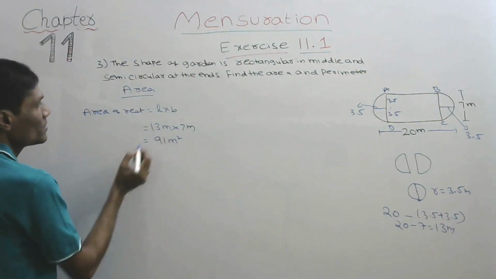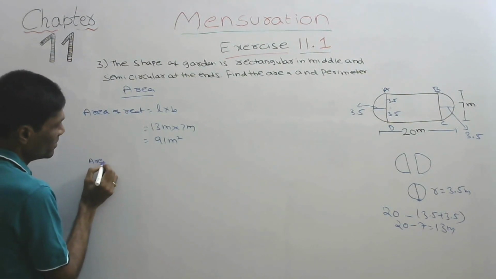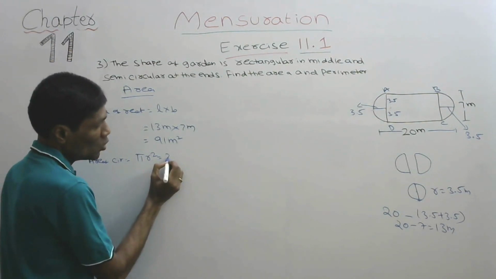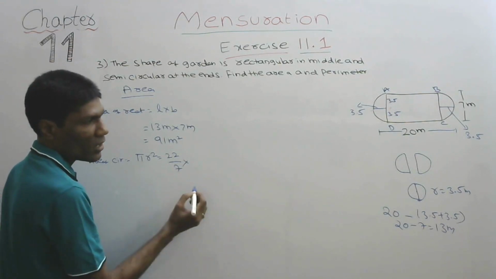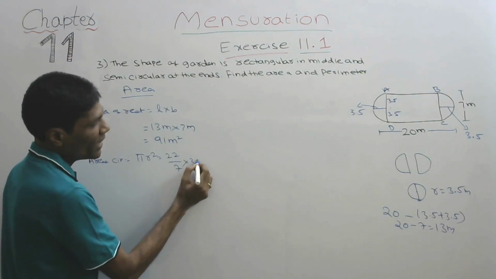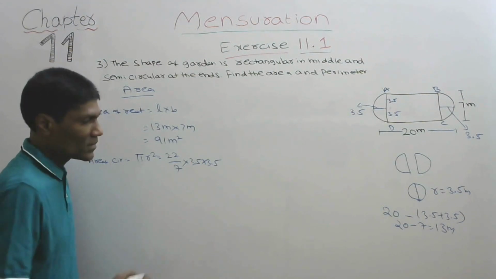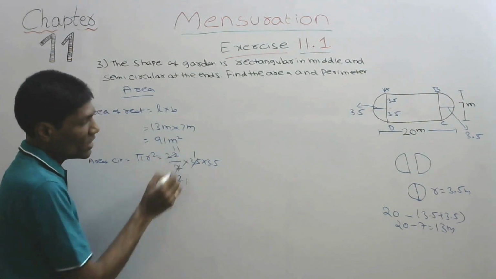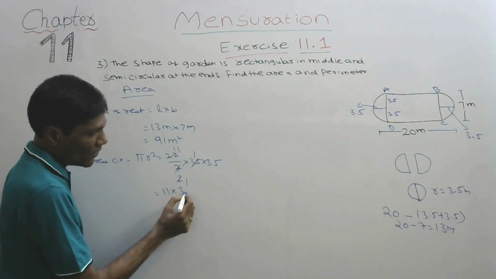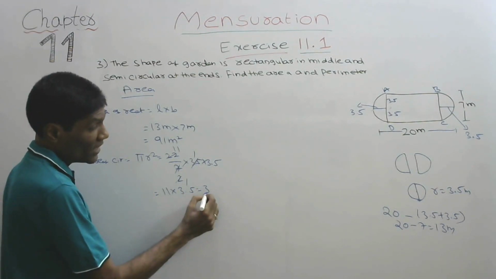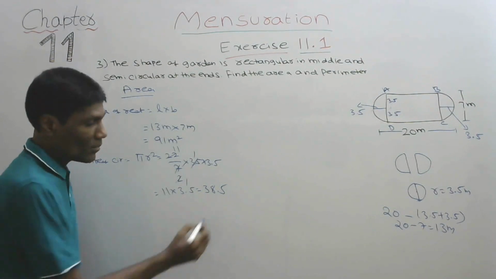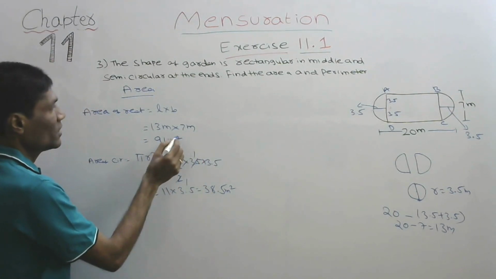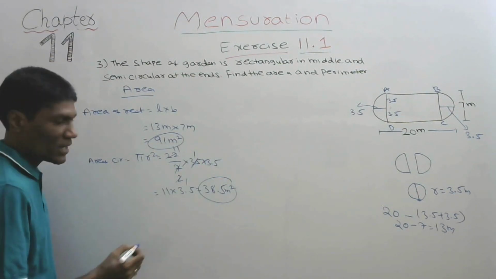So area of circle equals pi r square. We know the formula: 22 by 7 into r, how much? 3.5 into 3.5. 3.5 ones are 3.5, twos are 2, ones are 2, 11s are... So that is 11 into 3.5, that is 38.5 meters square. So what will be the area of the total figure? This 91 meters square plus 38.5 meters square.